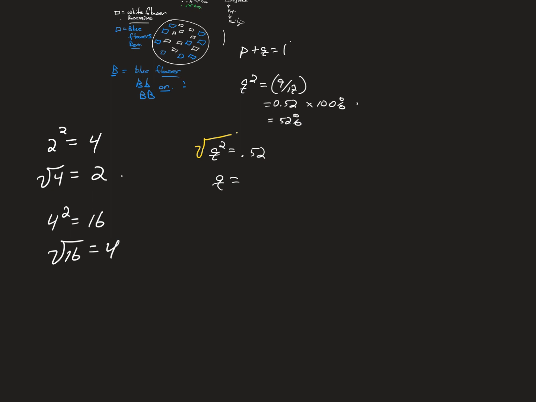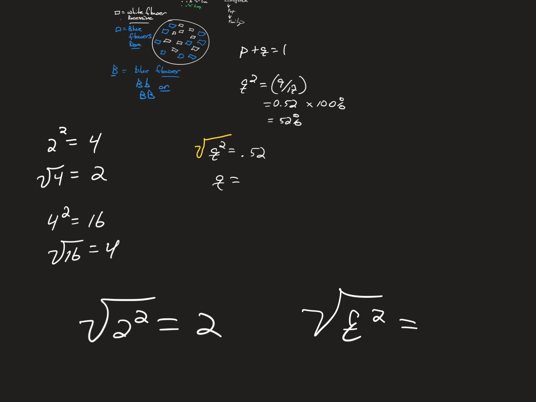So if I take the square root of Q squared, then it's Q, right? Just like here, I take the square root of 4, it's the opposite, right? So the square root, let me be clear by drawing it out. The square root of 2 squared equals 2. So the square root of Q squared equals Q.